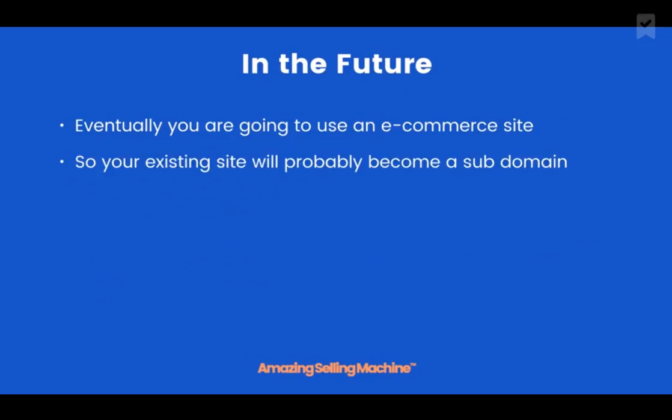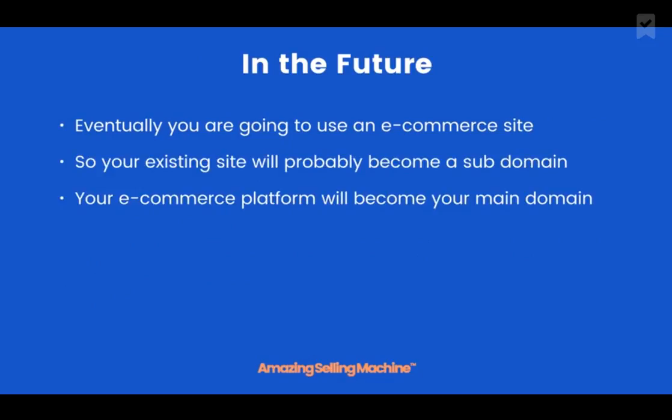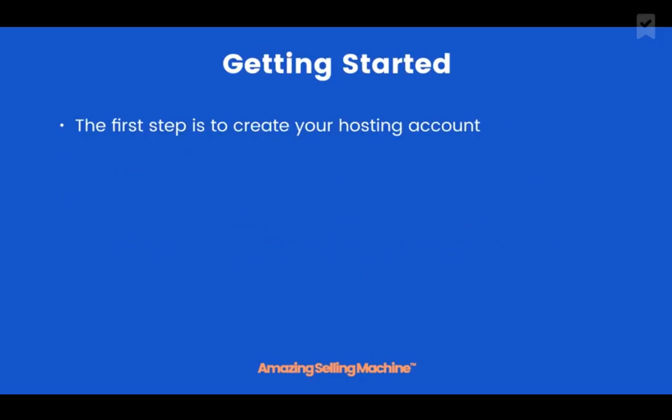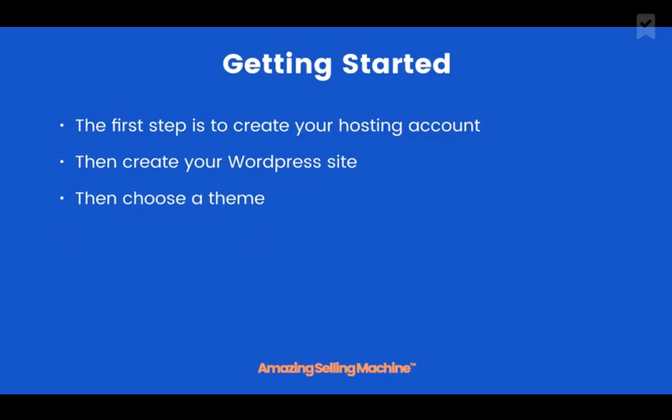So your existing site will probably become a subdomain, and your e-commerce platform, in other words website, will become your main domain. So while it is important to have a decent looking site up and running, it should not become a burden time-wise. You are looking for the easiest way to create a good looking website. The first step is to create your hosting account. Then you create your WordPress site on that hosting account. Then you choose a theme and you add required plugins.